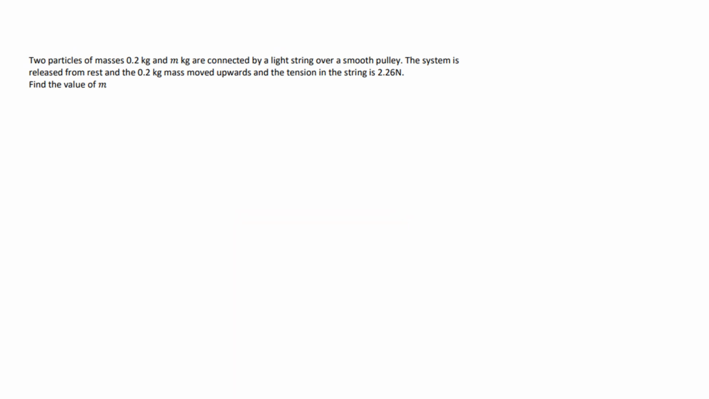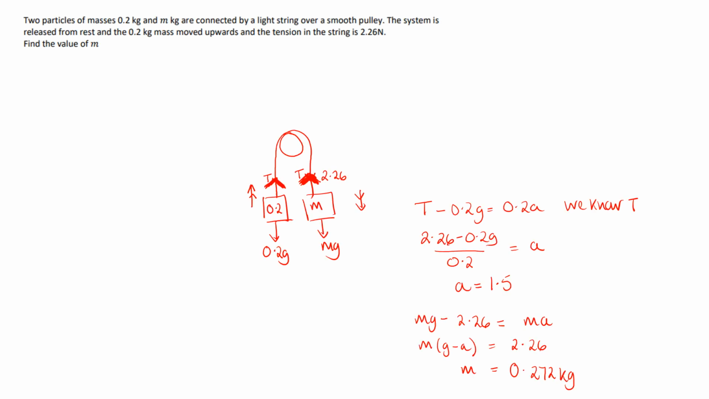So keywords here, we've got connected particles, light string and smooth pulley. So there's no weight in the string and there's no friction on the pulley. We need to have our connected particles diagram, fill in all the details, and then see if we can solve the simultaneous equations and find the value of m. Did you get your diagram something like this?